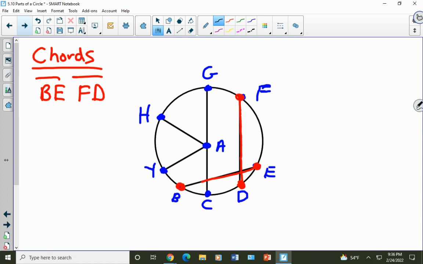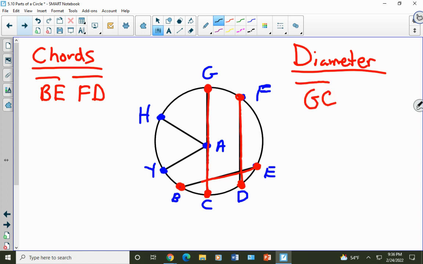Now there is a chord that goes through the center point, but we call that a what? Good, you remember, a diameter. Okay? There's only one diameter here. There's only one line segment that goes through the center point straight. And it's GC. Line segment GC is the diameter. Right? Now, do you have any radii? Sure you do. You've got several line segments that go from the center point to a point on the circle.